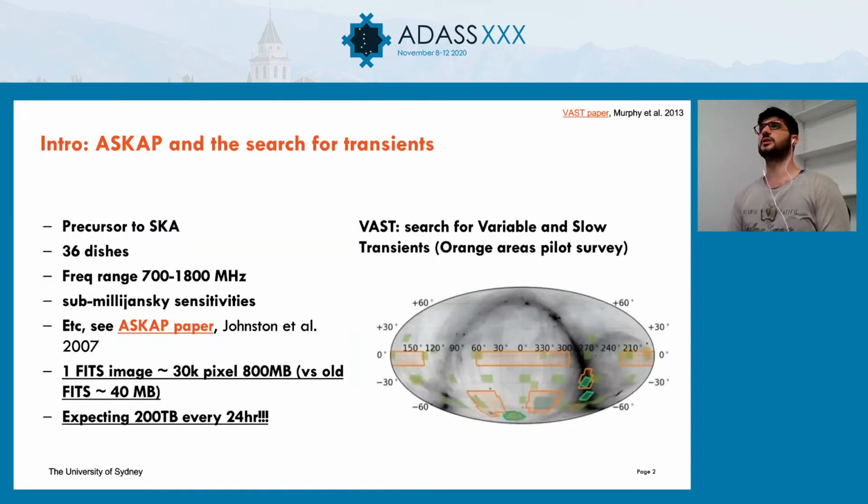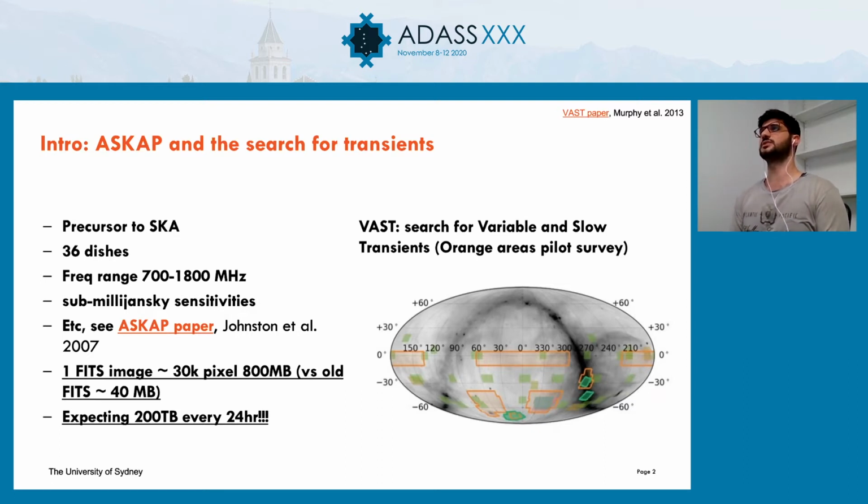I'll try to go very quickly through the slides so we can get to the demo of the pipeline. Just a quick introduction of the ASKAP telescope. It's the precursor of the SKA, the Square Kilometre Array. Essentially it's a telescope that will produce very big, high density images, like 800 megabytes each of the FITS files, so 30,000 pixels. So we're expecting a huge amount of data to be processed in a timely manner.